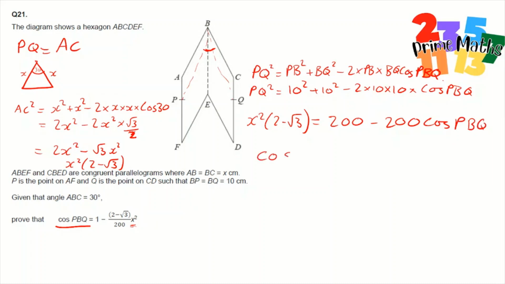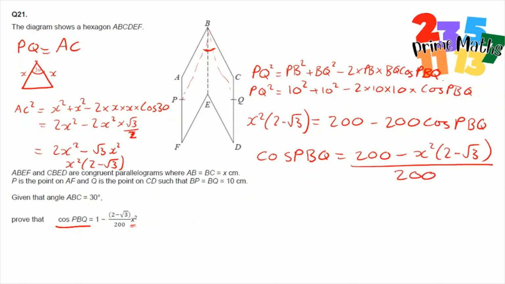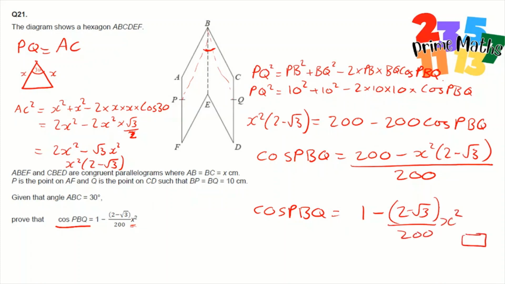Rearranging this, we can see that cos of PBQ is going to be equal to 200 minus x squared times 2 minus root 3, all divided by 200. If I divide each term individually by 200, we get cos of PBQ is 1 minus 2 minus root 3 over 200 x squared, and that is proven.